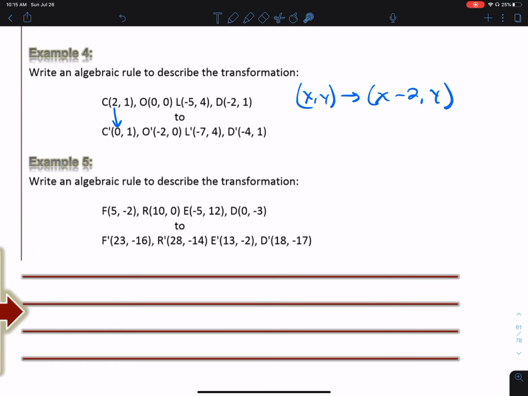Example 5, same directions. Let's use a different notation for this. What's happening from 5 to 23? Looks like we're going to be adding 18 to it.